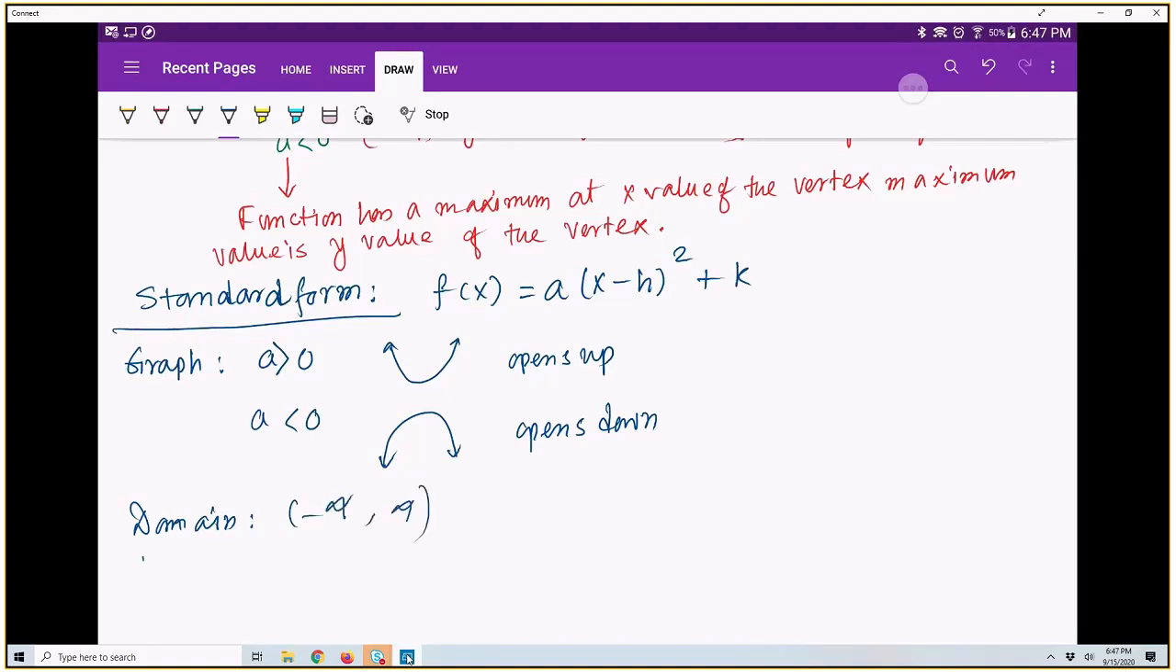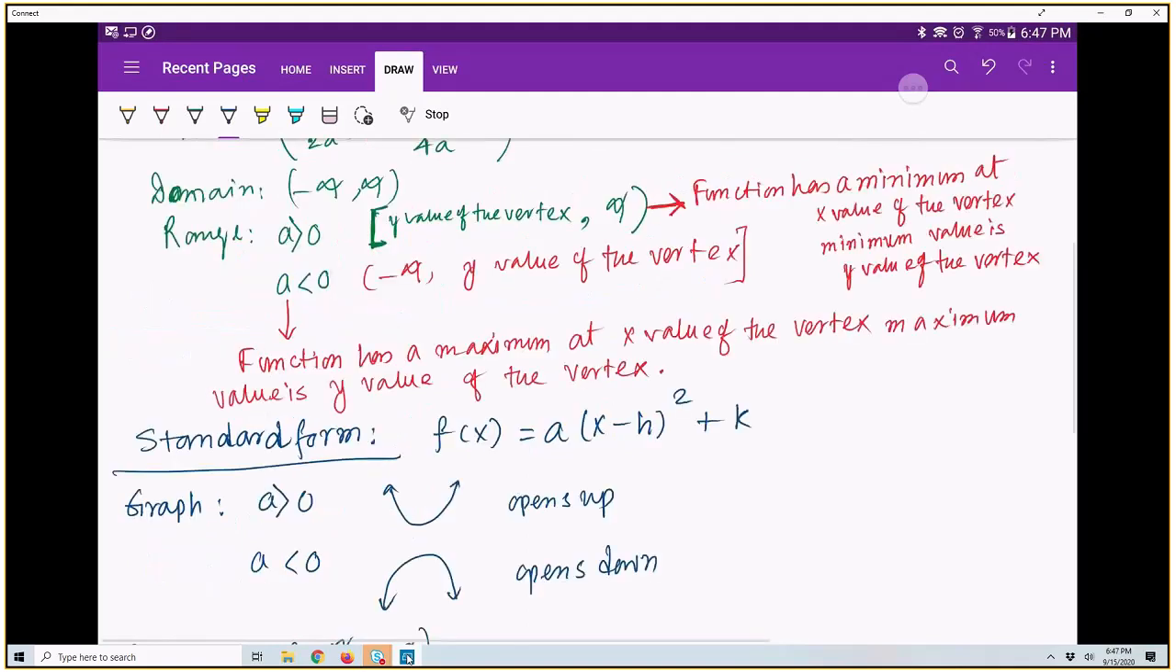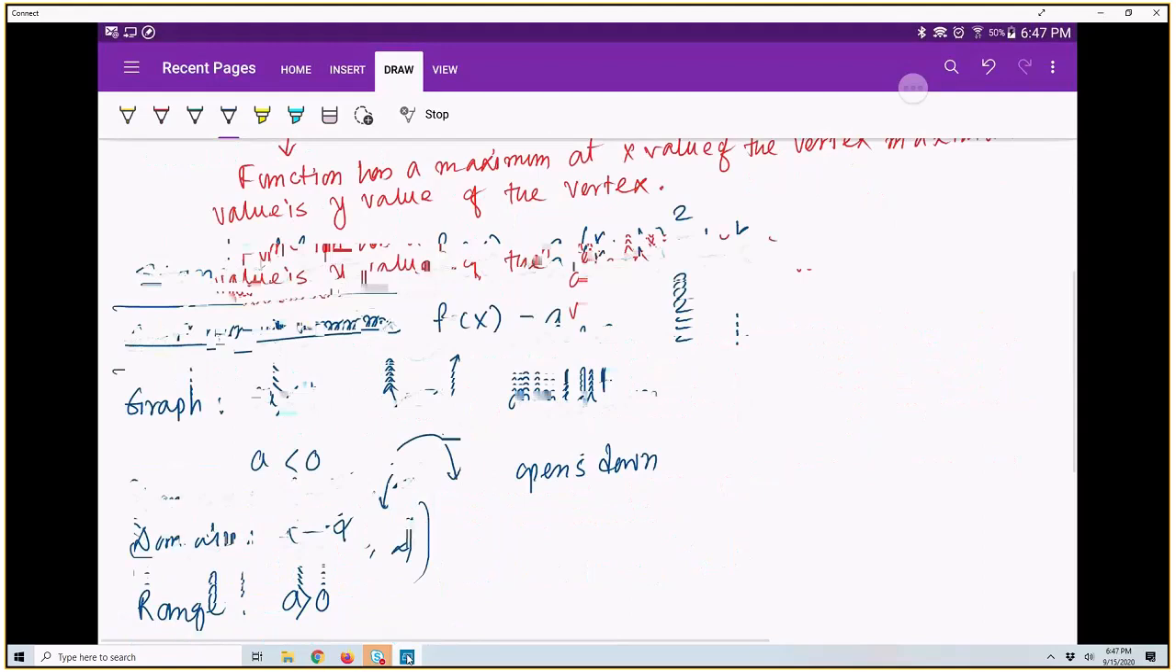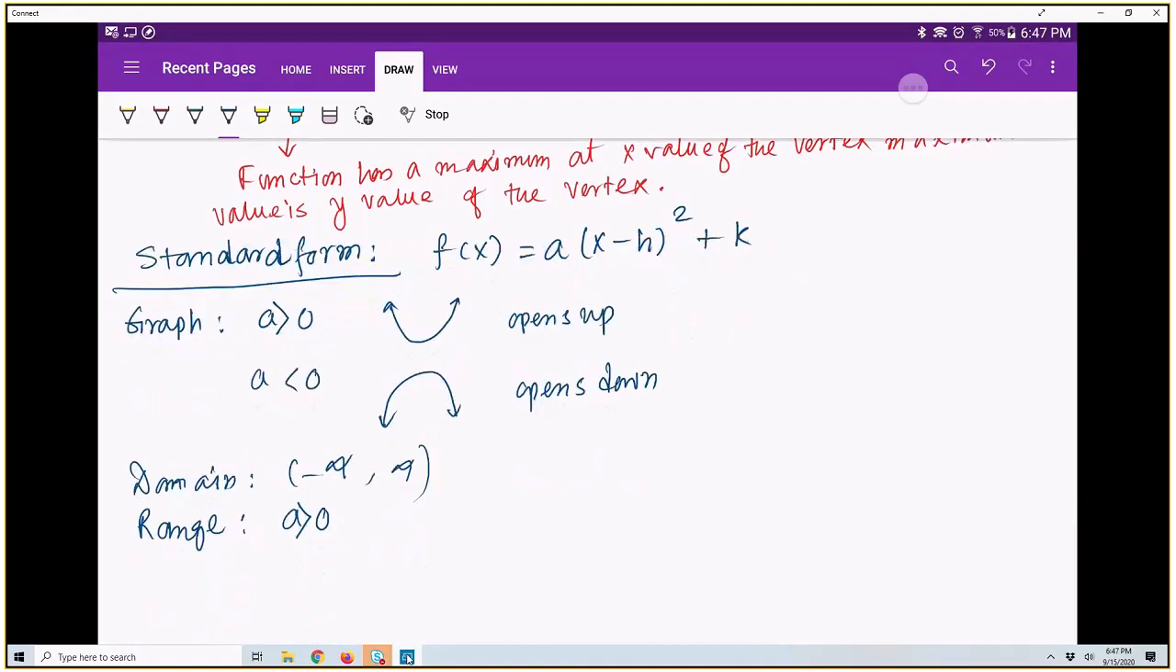The range, remember, depends on the value of a. So if a is greater than 0, the range was the y value of the vertex to infinity. The y value of the vertex this time is k. So the vertex of the parabola in this situation is actually pretty simple to find. It's (h, k). So the range is the y value of the vertex, which is k, to infinity.